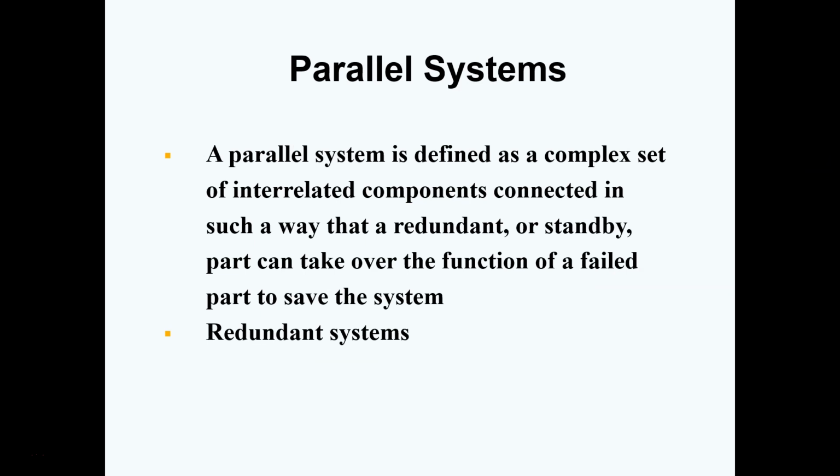If the components of the system were connected as a complex set of interrelated components in such a way that a standby part can take over the function of a failed part to save the system, then at that point the system will be called a parallel or a redundant system. They are connected in parallel, or what we call a redundant system.